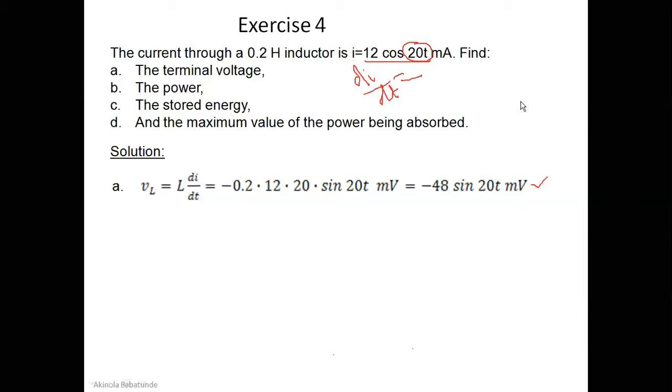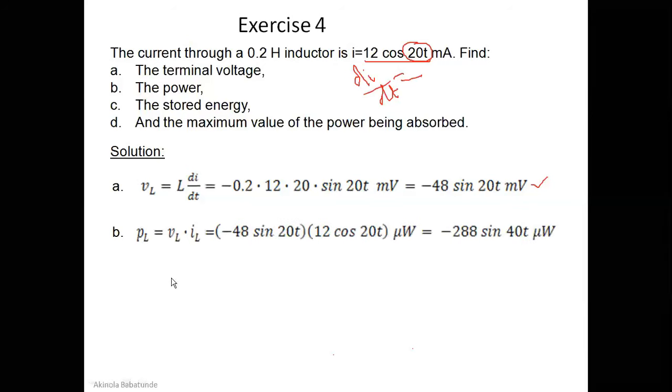All right. So having done that, how do we find the power? That should become very easy. We know that our power would be equal to VL multiplied by IL. Power is always equal to IV. So our VL has just been calculated as minus 48. Our IL has been given here as 12 cos 20t.